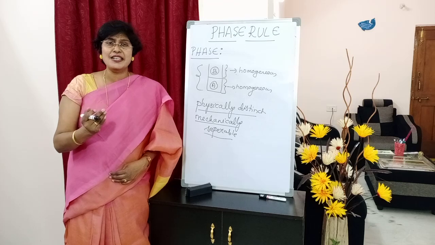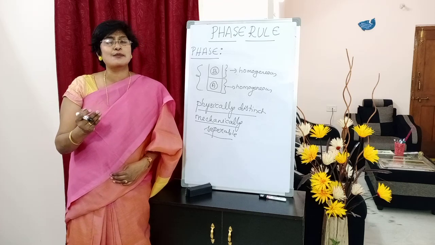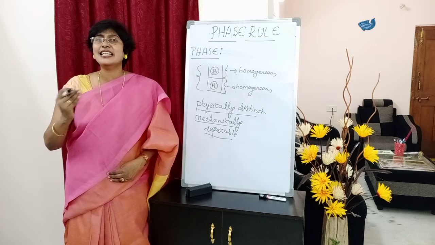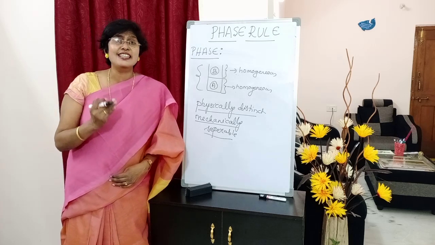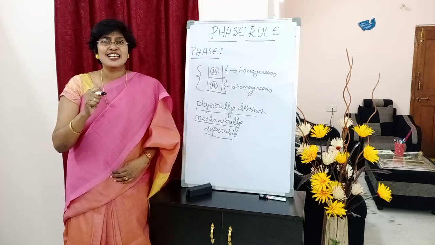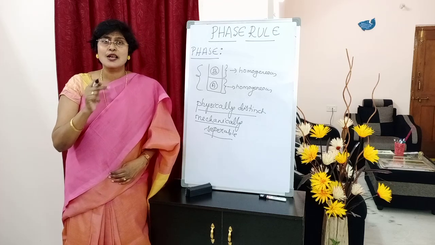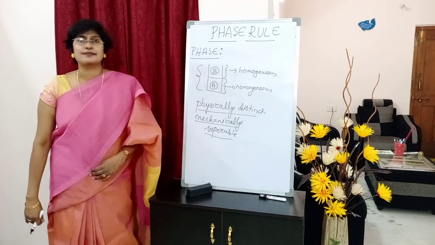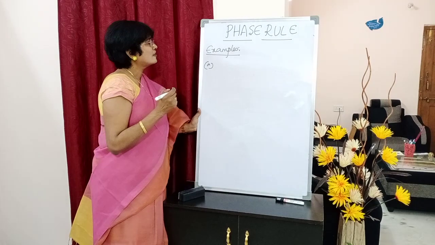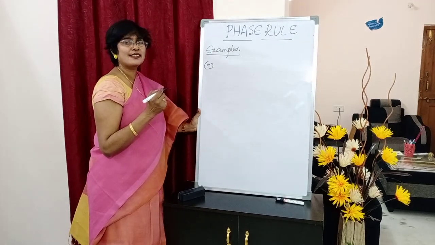So you can write down the definition. Any heterogeneous system has two or more homogeneous parts which are physically distinct and mechanically separable, and these are called phases. Written? Shall we know the examples now? Put the side heading examples. So write down the example, students.